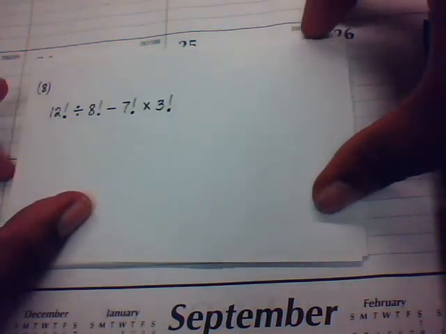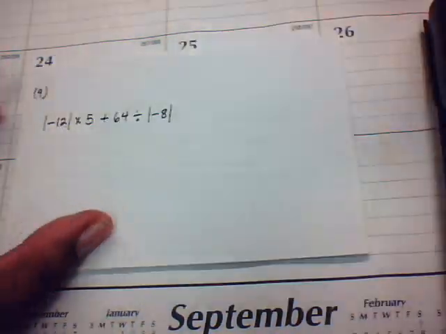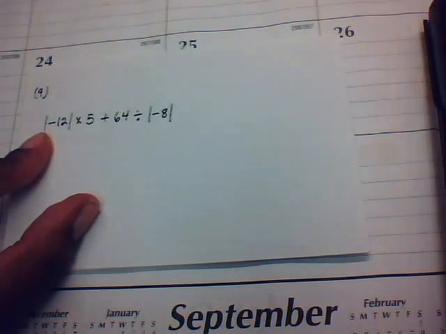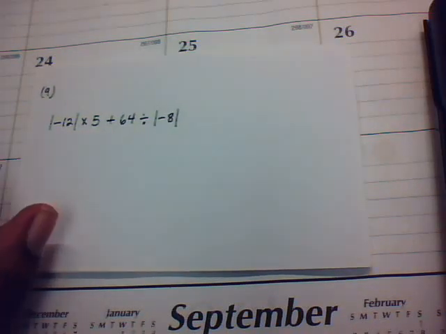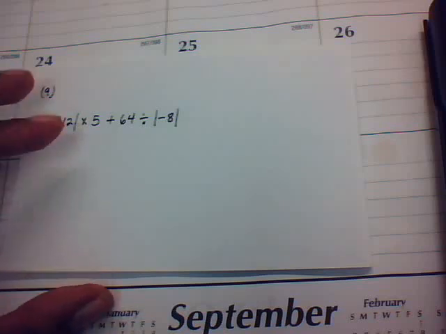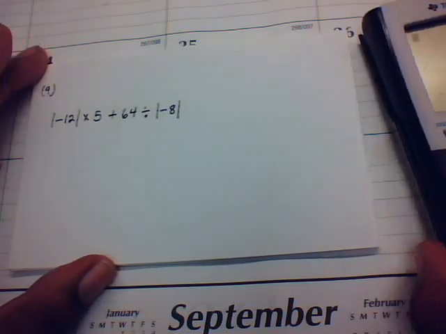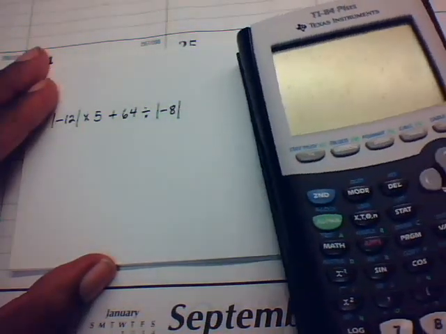Okay, let's look at the next problem. This one reads absolute value of negative 12 times 5 plus 64 divided by the absolute value of negative 8. Okay, we can do this in the calculator as well. And I can show you how to access the absolute value.